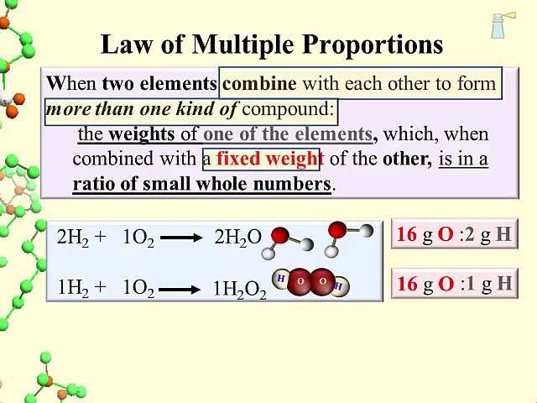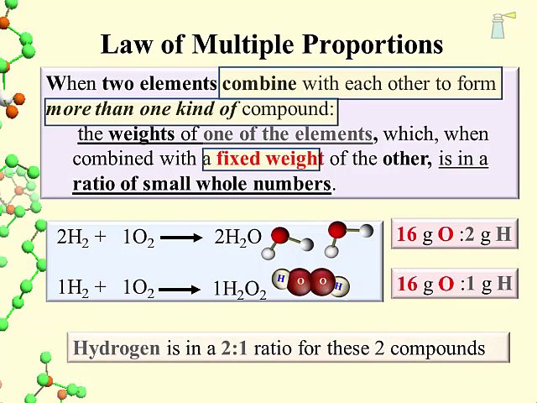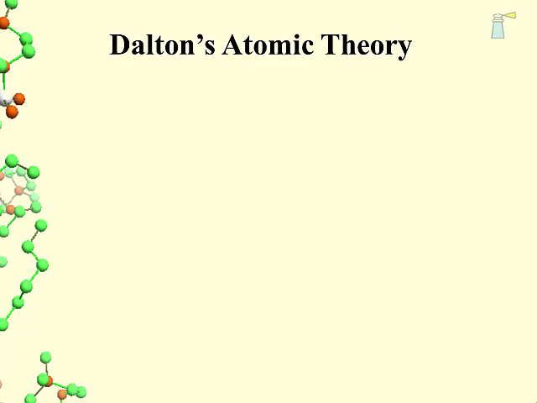If we look at the ratios of the weights of hydrogen in these two reactions, under the condition of holding the weight of oxygen fixed, we find it to be a 2-to-1 ratio, a ratio of small whole numbers. What this law leads to is that elements or compounds have a set weight and combine in set proportions. The development of the laws and concepts that we covered here led to an important early theory of the atom.